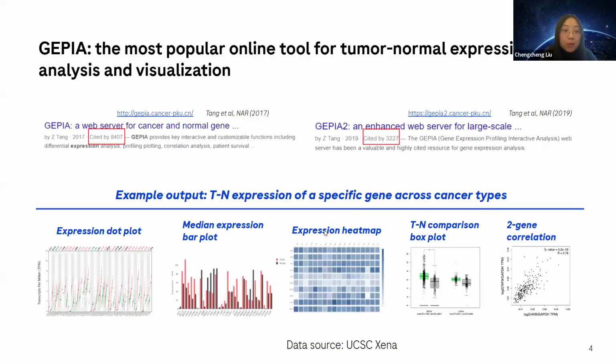Also, there are many public tools for expression analysis, and the most popular one is probably GEPIA, developed by Professor Zemin Zhang's lab in Peking University. They published 2 articles, both got thousands of citations, and here are the example outputs by GEPIA for the expression of a given gene. We can see the dot plot, the bar plot, the heat map, the box plot, and the 2-gene correlation plot.